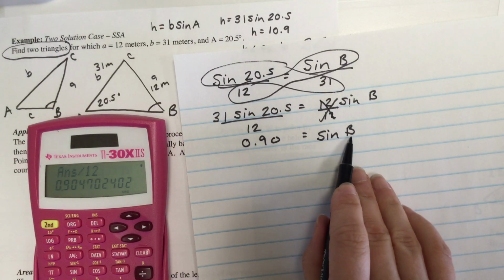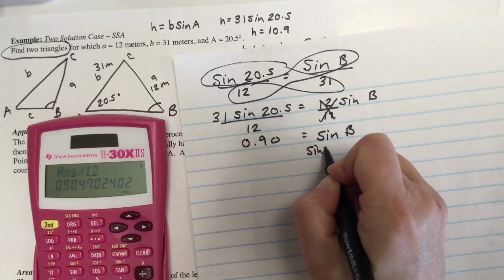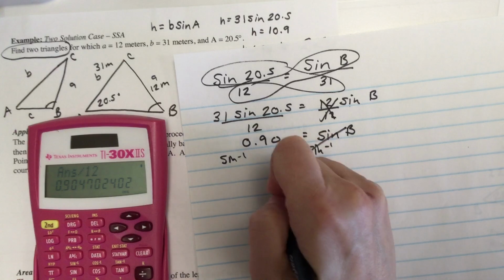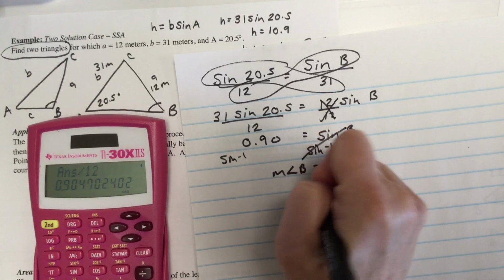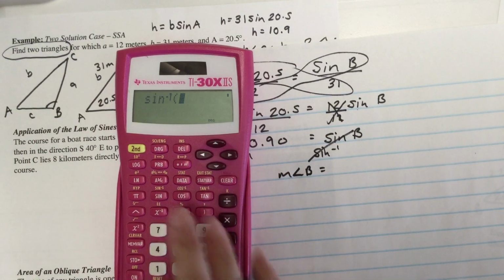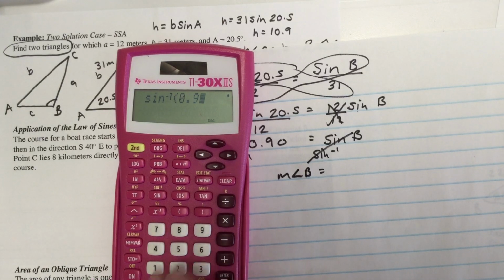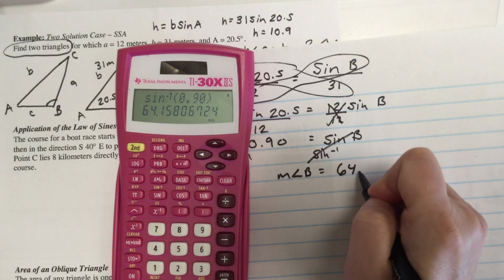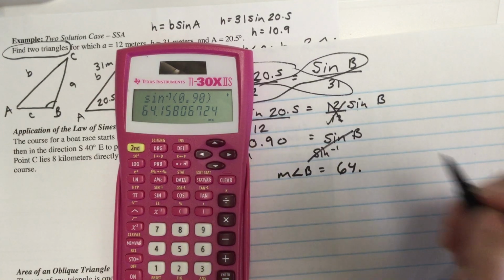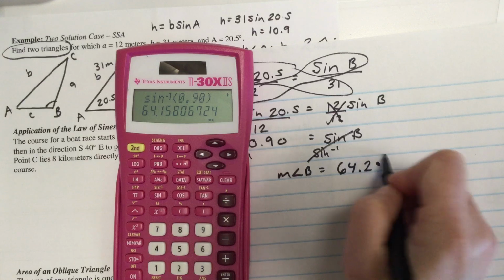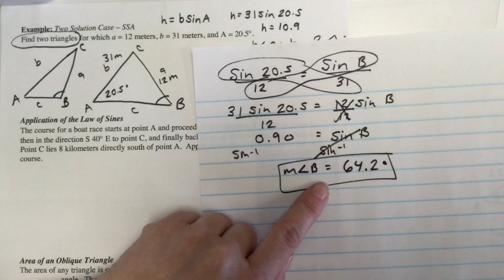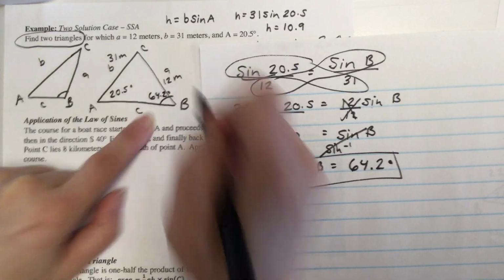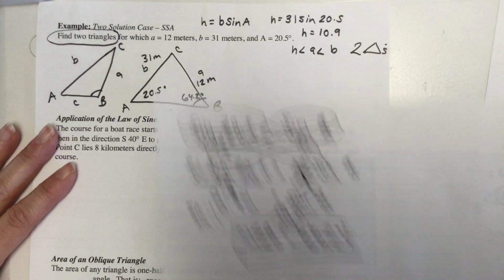Now in order to solve for B, I need to do the inverse sine, because an inverse sine is going to cancel a sine. So for the measure of angle B, I go second sine, taking the inverse of 0.90. The measure of angle B is 64.15, so 64.2. Now this is acute. So that means this would be right here, 64.2. So now here's one triangle, you guys.